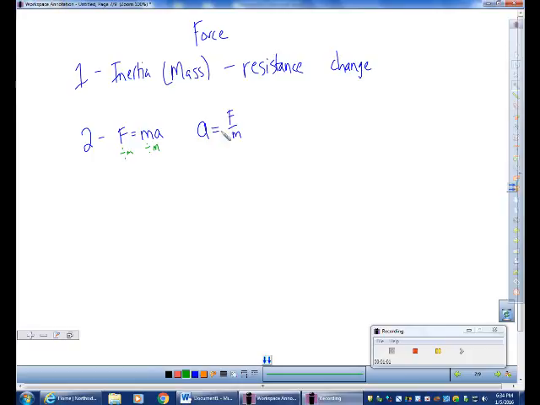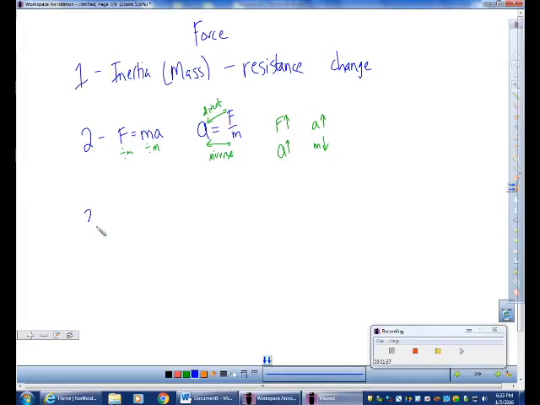The reason I prefer to write it this way is here we can see that values on top show a direct relationship. That means that if something has more force, then it will have more acceleration. Less force, less acceleration. Objects that are on inverses, one's on top and one's on bottom, that shows an inverse relationship. This means that if I want the object to accelerate more, it typically needs to have less mass.